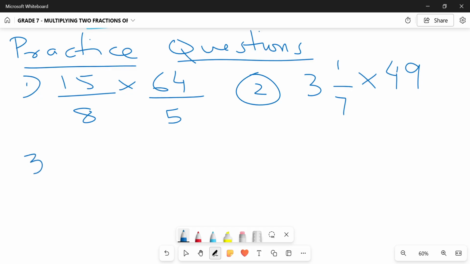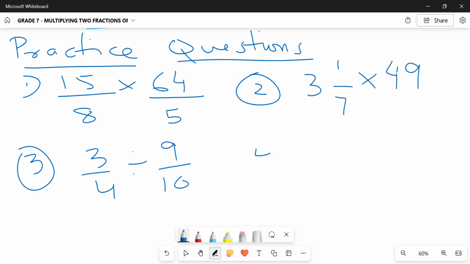Number 3: I'm giving you 2 multiplication questions and 2 division questions. In multiplication, you don't need to take the reciprocal, but in division, yes, you first convert into multiply, and then you need to simplify it. So the division is 3 over 4 divided by 9 over 10.